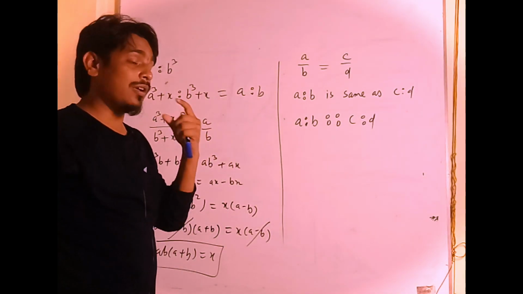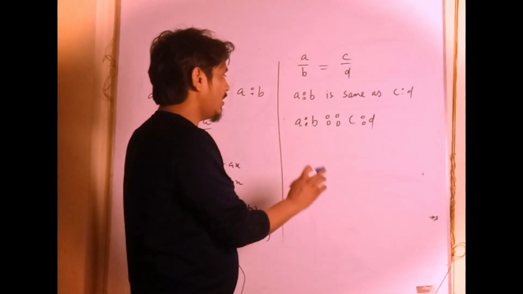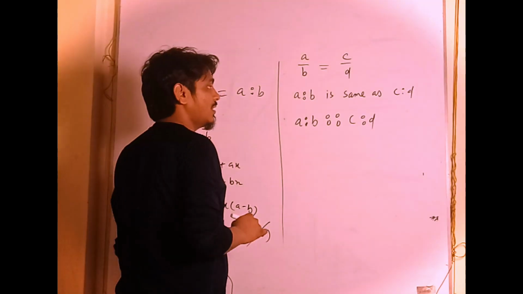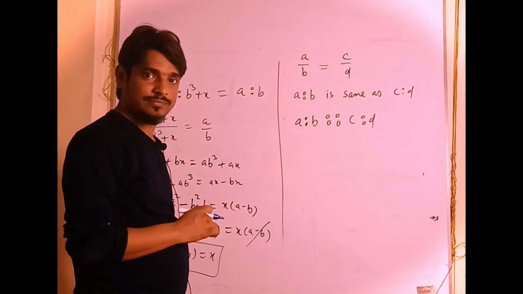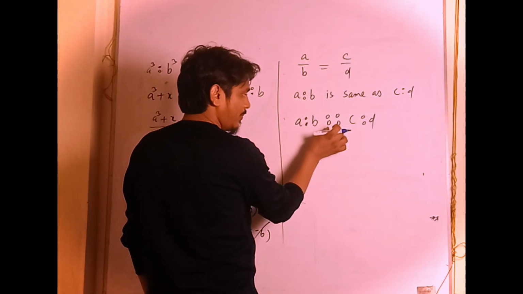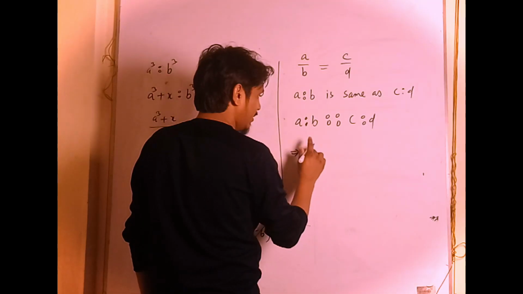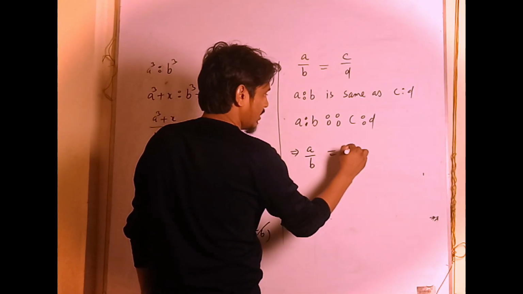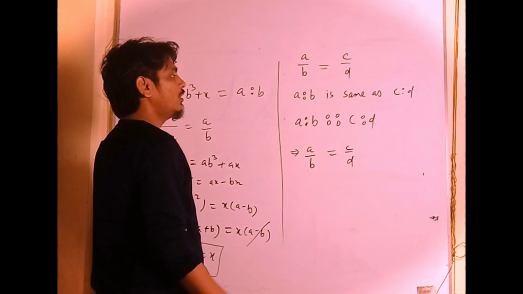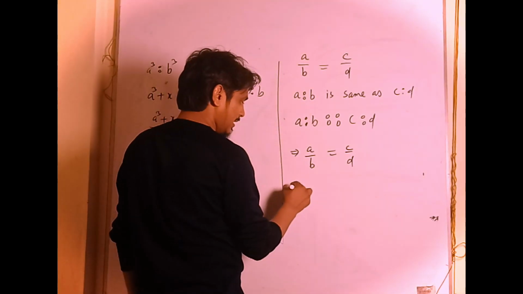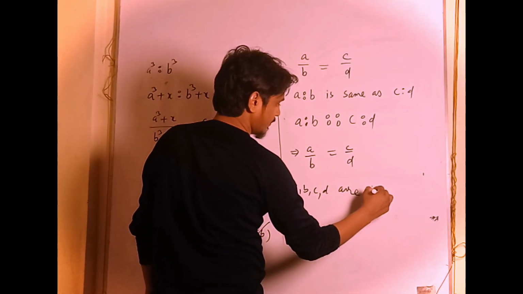It means if we are having four numbers A, B, C, D, we can call these numbers A, B, C, D in proportion if the ratio of A, B is equal to the ratio of C, D. So whenever we have A ratio B proportional C ratio D, it means we'll always have to look at whether the ratio of these two is equal to the ratio of these other two. So here we can call this A, B, C, D are in proportion.